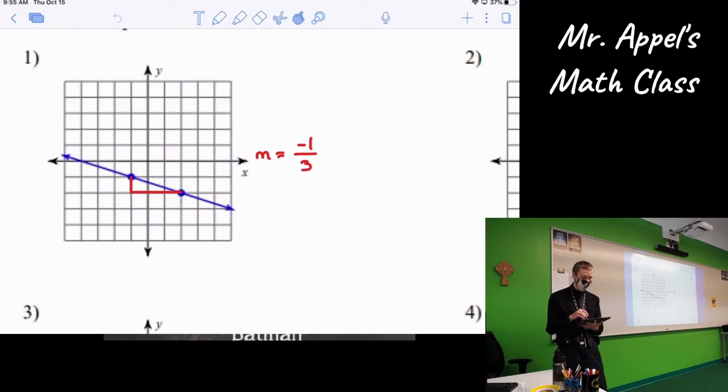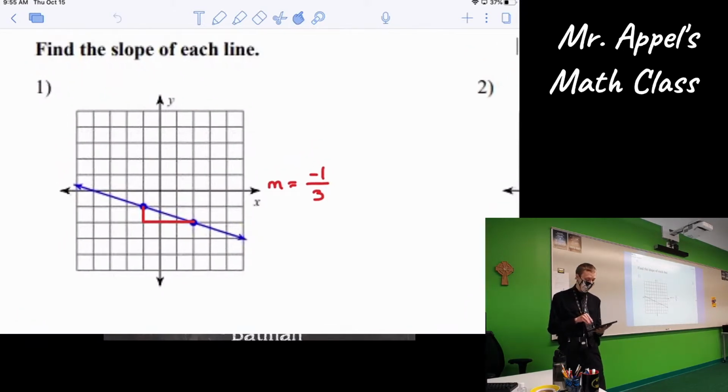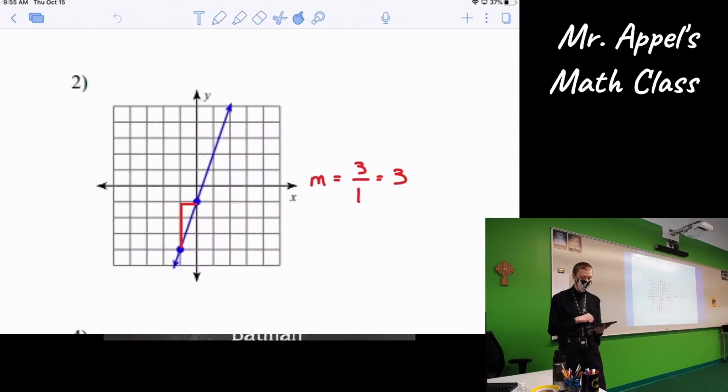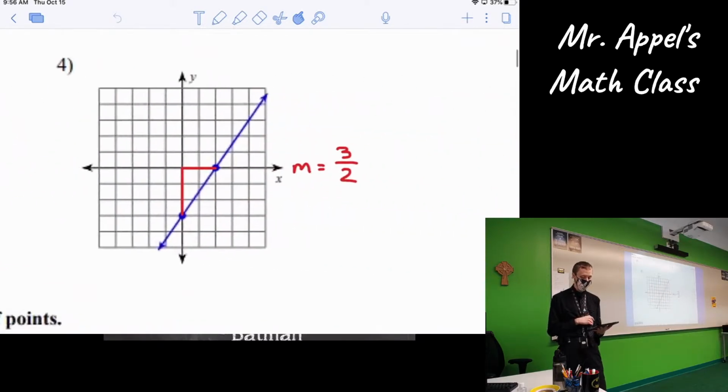Anyways, slope of each line. Number 1, slope is -1/3. Number 2, that slope is +3. Number 3, that slope is -3/2. Number 4, that slope is +3/2. I did not know that they would just give you positive, negative versions of each one, but there you have it. All right, any questions there?